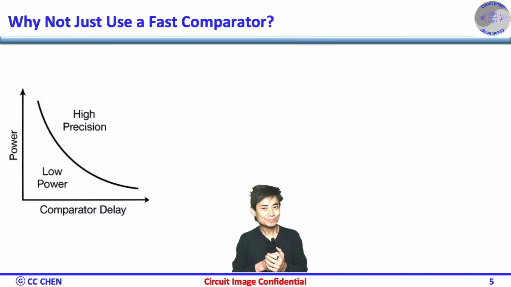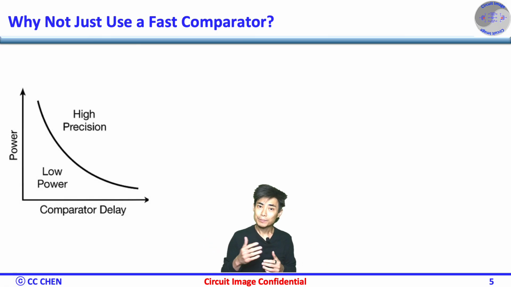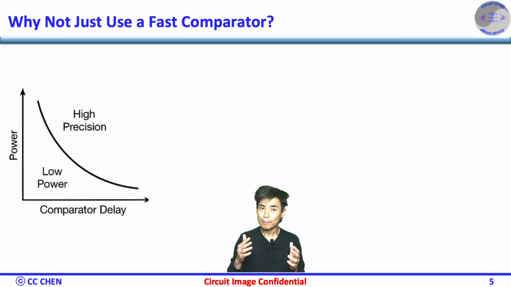Good question. You can make a faster comparator, but you pay for it with power. This becomes a design trade-off: accuracy versus energy. In many low-power designs, you cannot afford to spend microwatts on precision comparators. So instead of brute force, can we explore compensation techniques in the dynamic behavior?